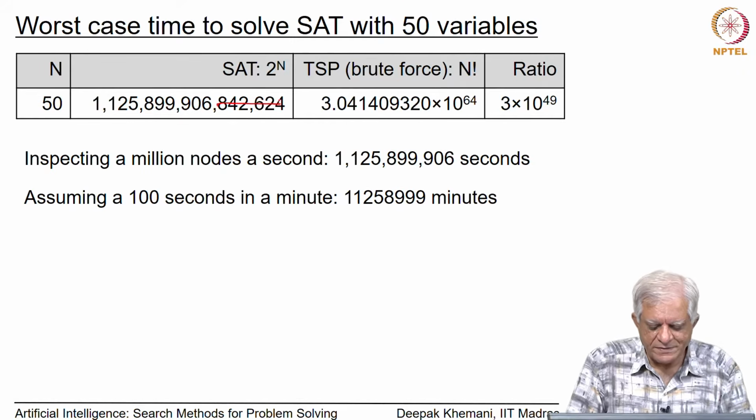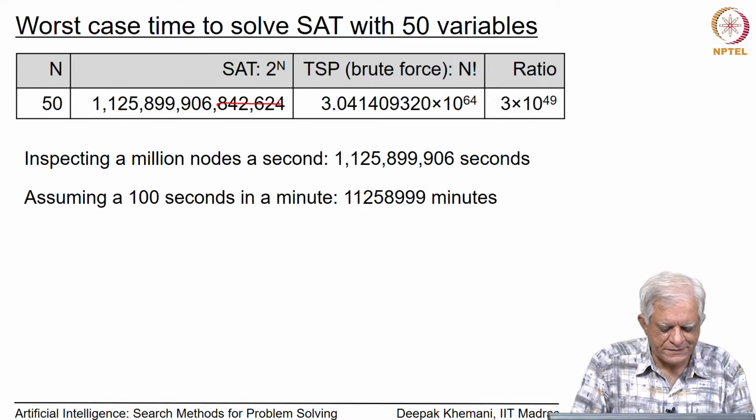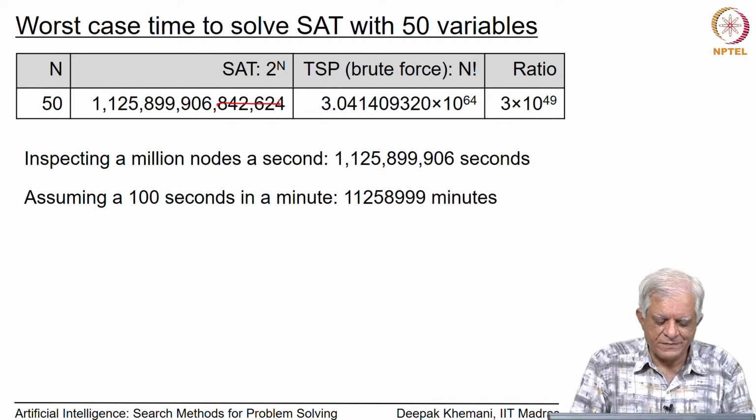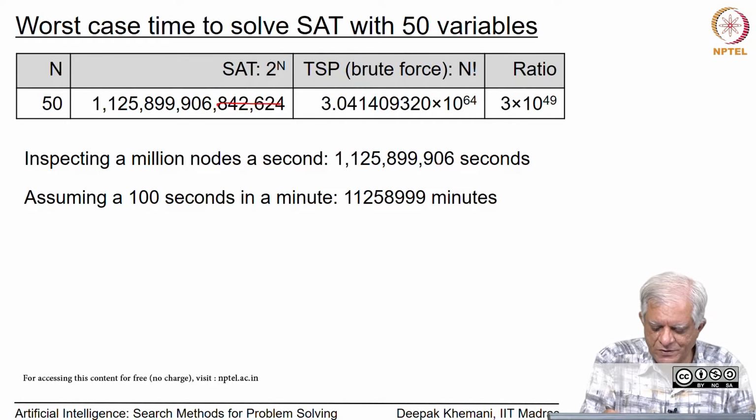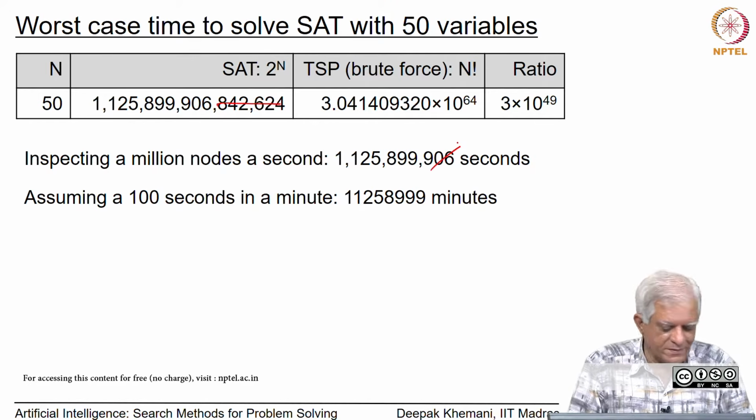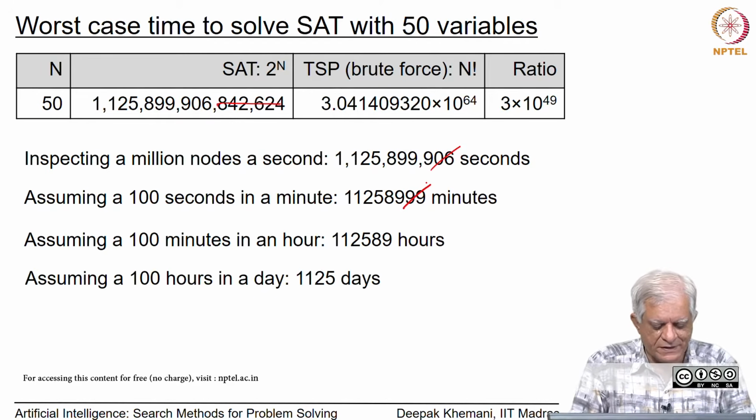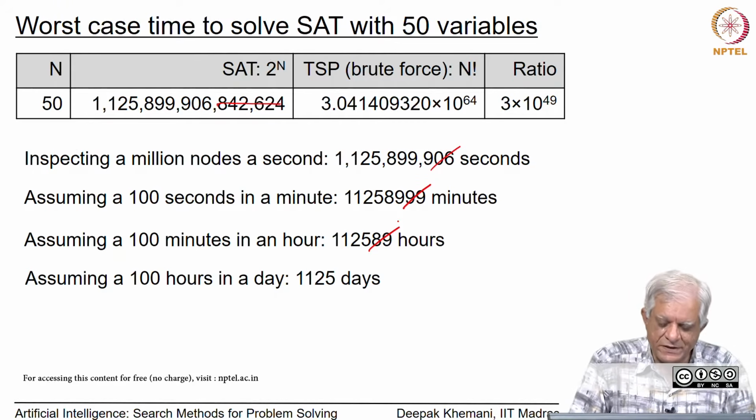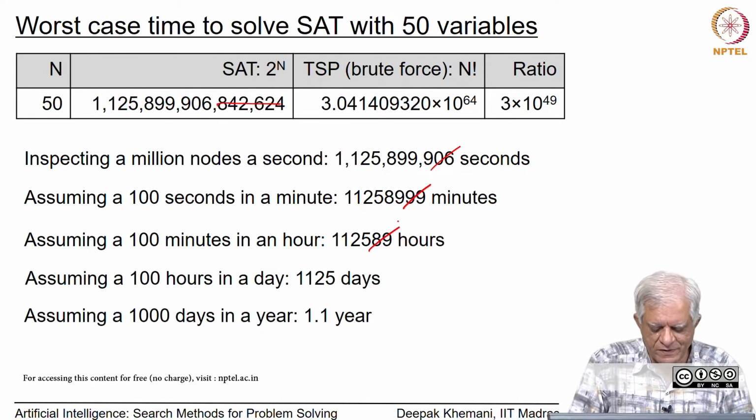Assuming that there are 100 seconds in a minute, of course, there are not 100, this is a 2.5 times more conservative estimate, we chop off 2 more digits from that number, and assuming 100 minutes in an hour, we chop off 2 more digits from that number. Assuming that there are 100 hours in a day, we chop off 2 more digits from that number, and we get a figure of 1125 days, which we know is a little bit more than 3 years. But if we were to look at 1000 days in a year, then it would come to about 1.1 year.